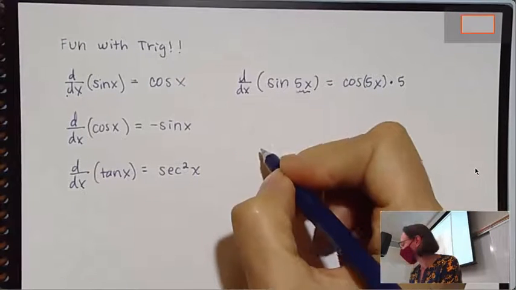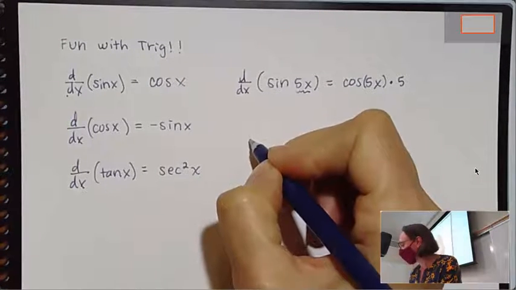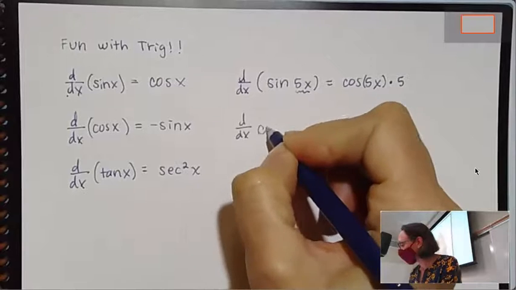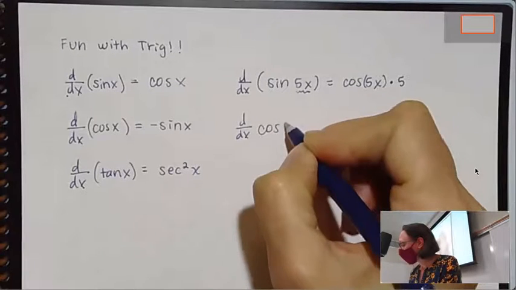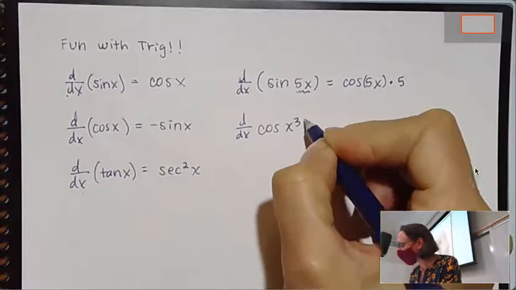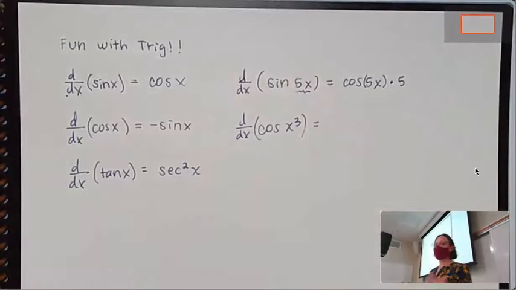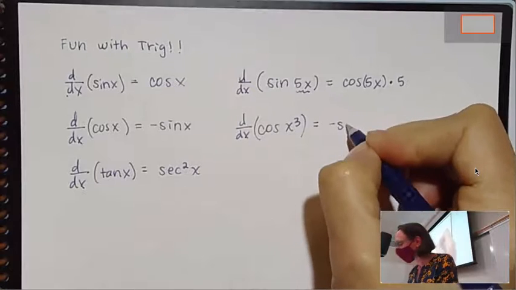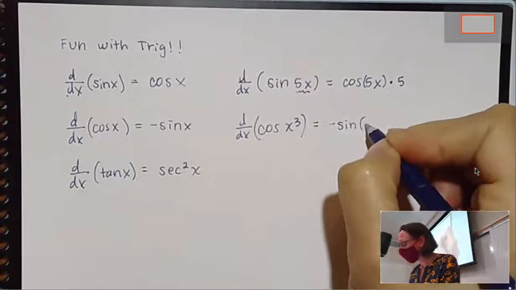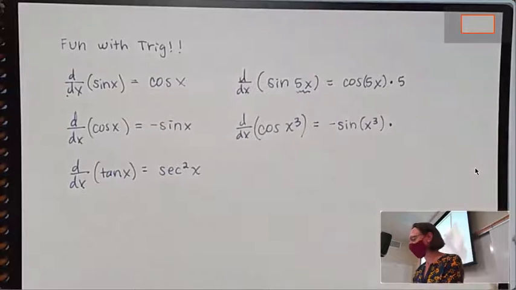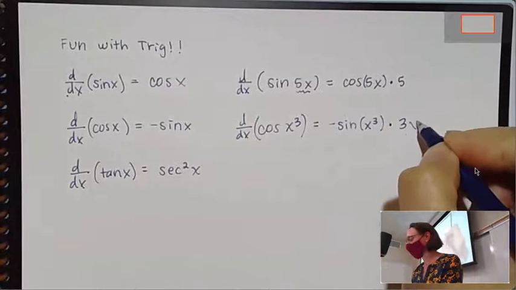Similarly, if I was doing the derivative of cosine x cubed, I'm going to look at that cosine and say the derivative of cosine is negative sine. Calculus can't change what's inside, so that still has to be an x cubed, but the chain rule would tell me to multiply by 3x squared.